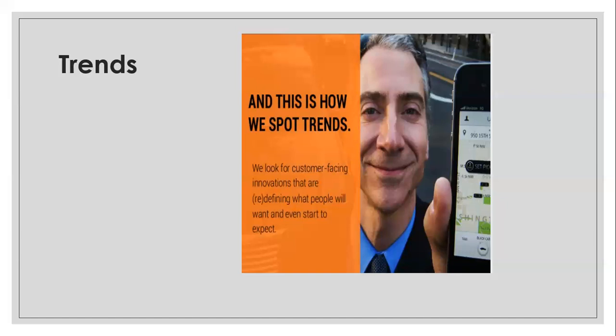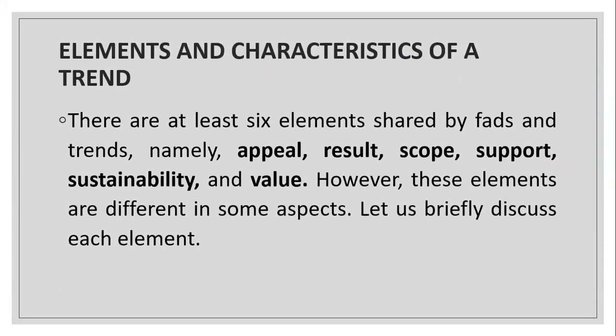So now let's go to the next one. So this is about the elements and characteristics of a trend. So unsa day ang elements and characteristics of a trend, guys? So when we say elements and characteristics of a trend, it is about the six elements that are shared by fads and trends. So this is about the appeal, the result, the scope, the support, the sustainability, and value.